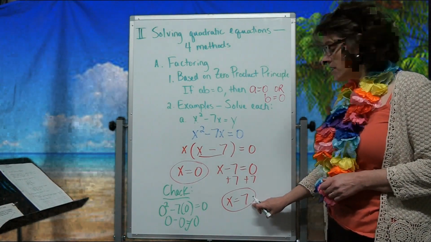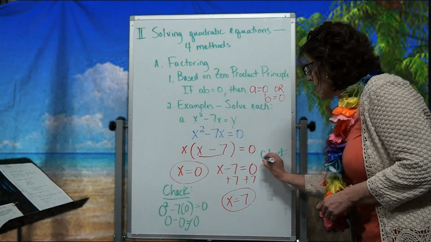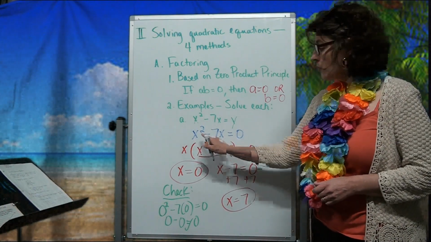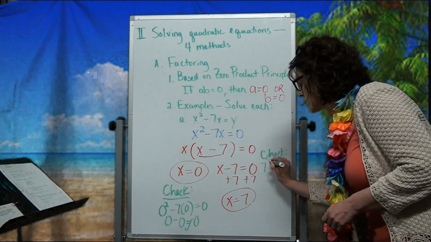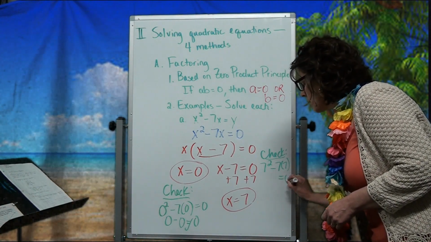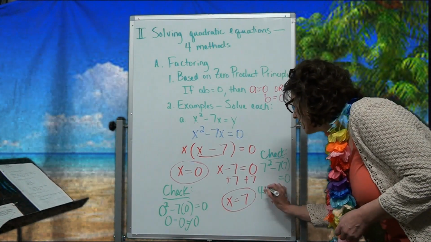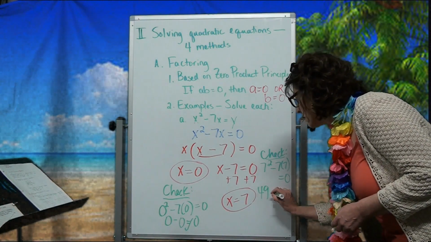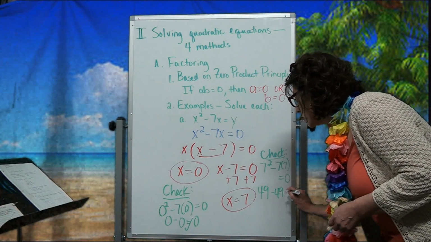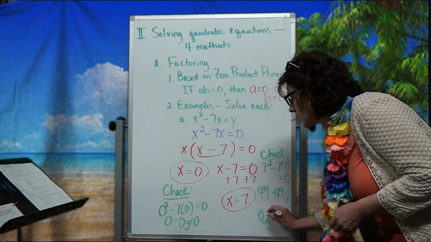Now if I go to check this one, then I'm going to take that 7 and put it right up in here. So when I put a 7 in here, I get 7 squared minus 7 times 7. And I better come up with a 0 when I do that. Now you know that 7 squared is 49, and you know that 7 times 7 is 49. And you know that 49 minus 49, yes, in fact, is 0, so that tells me, yep, that one's right as well.